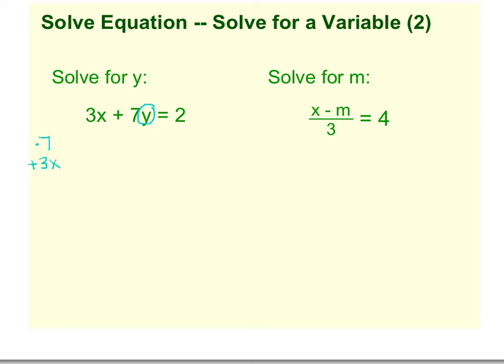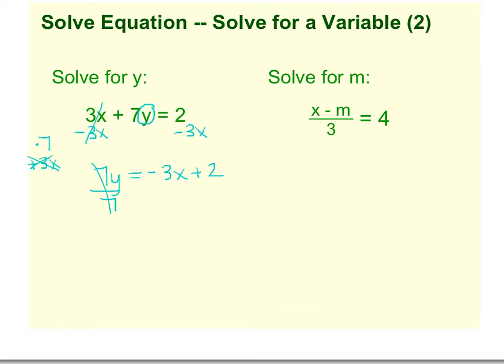Opposite of adding 3x is subtracting 3x. So 3x minus 3x cancels. You're left with 7y equals a negative 3x plus 2. All right, now you just have to undo your multiplied by 7. Opposite of multiplying by 7 is dividing by 7, so that cancels.